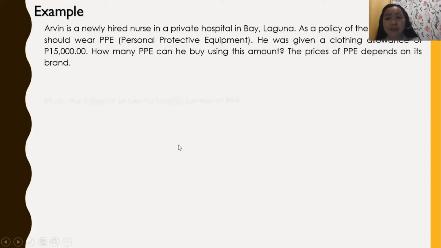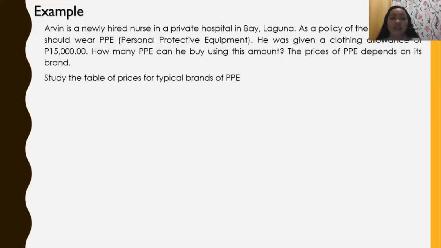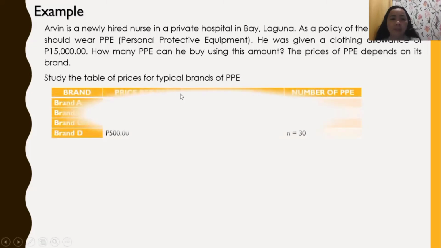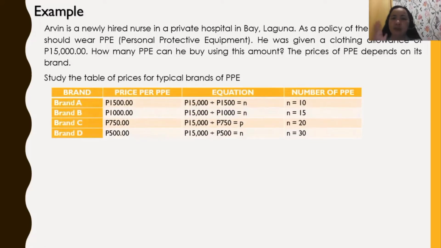Dahil iba-iba yung presyo ng PPE, let's study the prices of typical brands of PPE. Now, look at the table here. We have the brand, price per PPE, the equation, and the number of PPE. Yung brand A, ang isa daw ay 1,500, 1 PPE. If he will buy that brand, kung bibili niya yung brand na yan, ang equation niya para makuha kung ilan yung mabibili niya is 15,000 divided by 1,500 equals n.